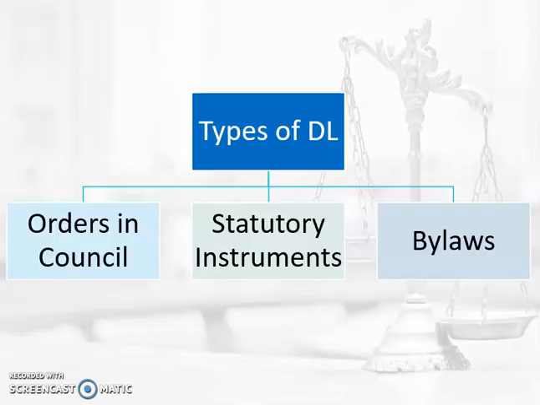So now we've looked at the three types of delegated legislation. I just want to remind you what we've seen. We've looked at orders in council, statutory instruments and bylaws. A really useful revision activity at this point would be to create yourself a table to summarise the difference between those three types of delegated legislation.